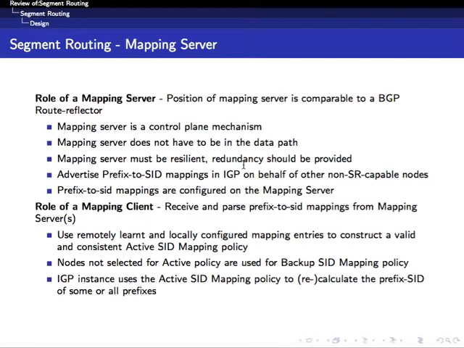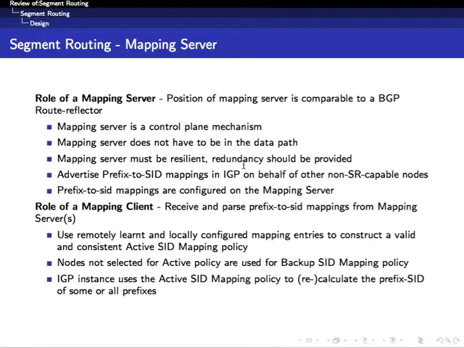So one of the things that makes segment routing work is a mapping server. The role of a mapping server is to provide the mapping. It's comparable to the BGP route reflector. A mapping server is essentially a control plane mechanism. A mapping server does not have to be in the data path. A mapping server must be resilient, and redundancy can be provided.